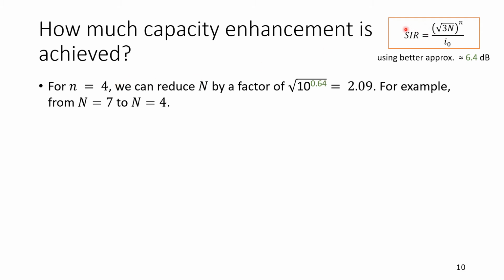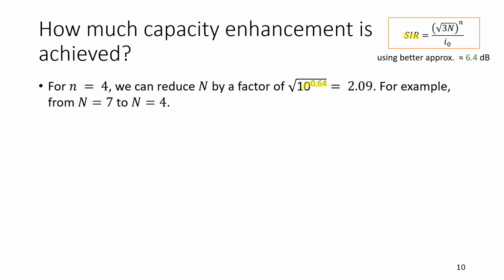So this is a linear scale, 6.4. How do you get the linear scale? You divide by 10 and raise 10 to the power of that, so you get 10 raised to the power 0.64. That's the signal to interference ratio. So this guy here is this guy here.